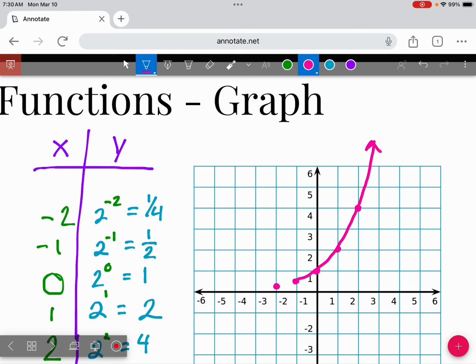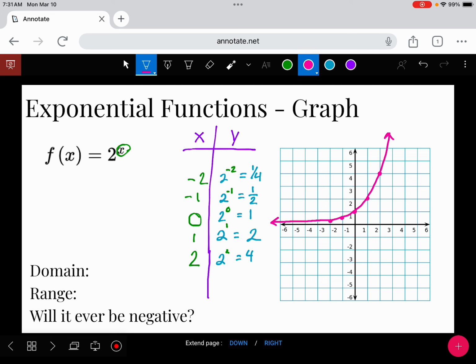Is this ever going to go negative? If I take 2 to the power of -100, is that going to be negative? No, it's going to be teeny, teeny, tiny. But it is never, ever going negative. So this is going to stay kind of sideways like this, because my graph can never go negative.